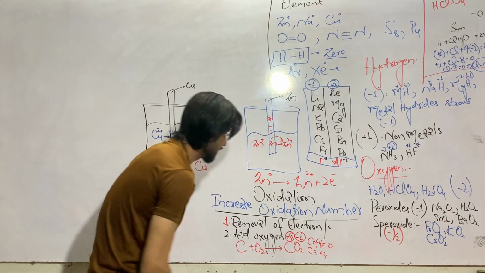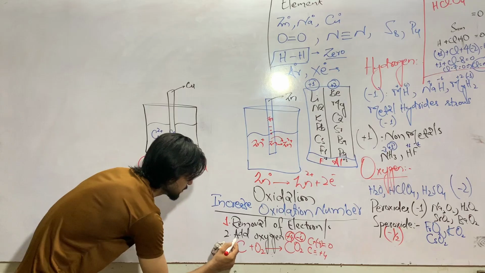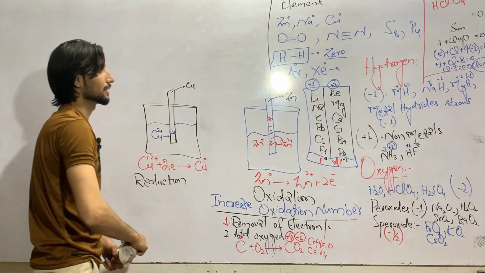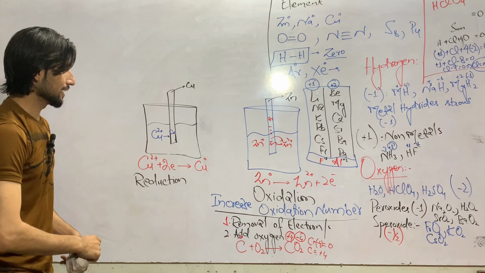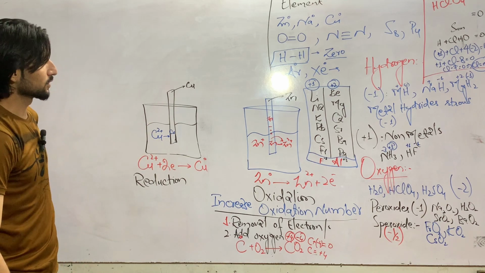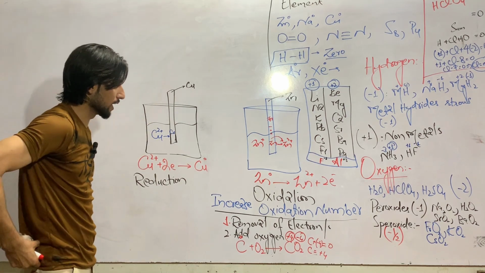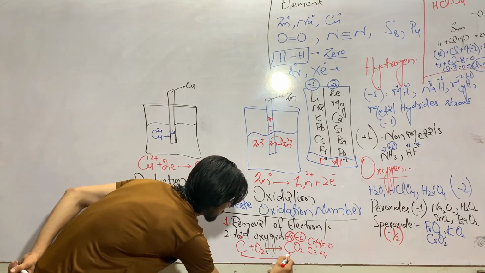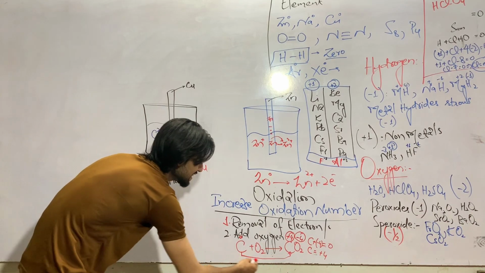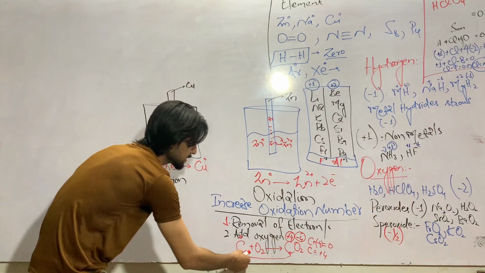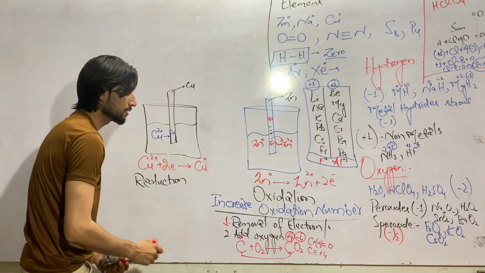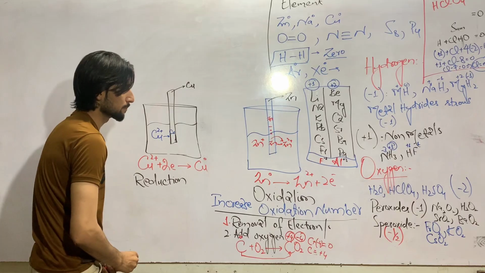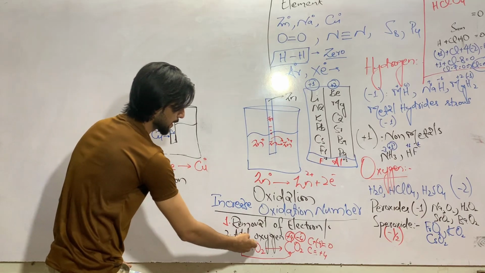But what about here? Here it is in the 0 oxidation state, as we discussed in the case of elements. Carbon in elemental form will have 0 oxidation state. So it goes from 0 to +4, meaning an increase has happened. So an increase in oxidation state is called oxidation. But by which means has this been brought about? This has been brought about by the addition of oxygen.